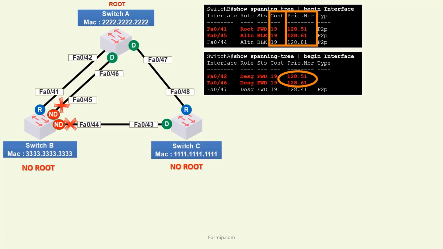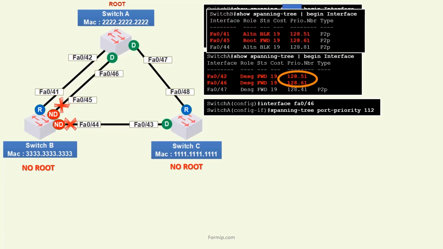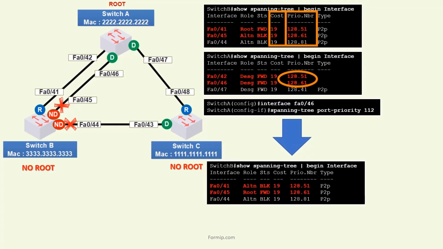We will now change the priority of the BPDU that switch B receives. It will therefore be necessary to modify switch A. The spanning-tree port-priority command is used to modify the value of the port priority. Here, instead of 128, which is the default priority, we put 112. And if now we go back to do a show spanning-tree on switch B, this time we see that the blocked port is 41.